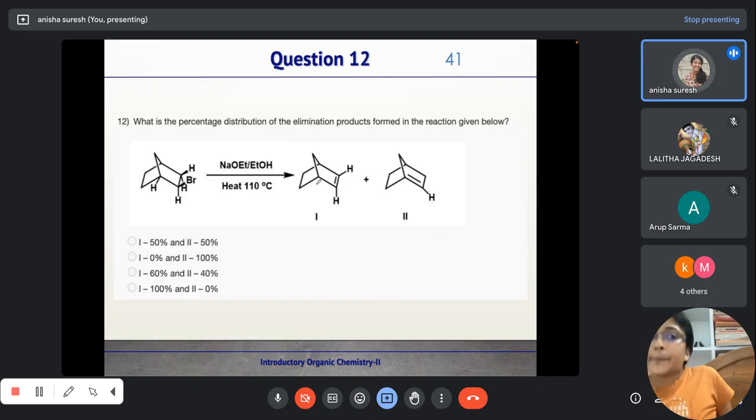Now coming to question number 12. What is the percentage distribution of the elimination products formed in the reaction given below? So here NaOH is the base that will be used. It will abstract the proton. Then it will undergo an elimination reaction. So they have shown it will result in the formation of two products, 1 and 2. So they are asking, what will be the percentage distribution of these products?